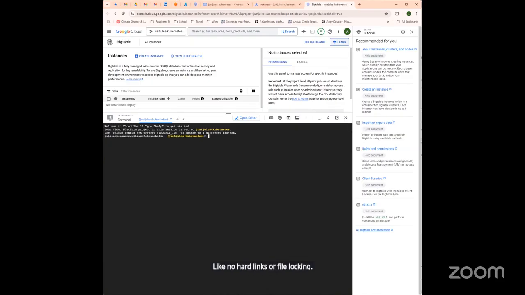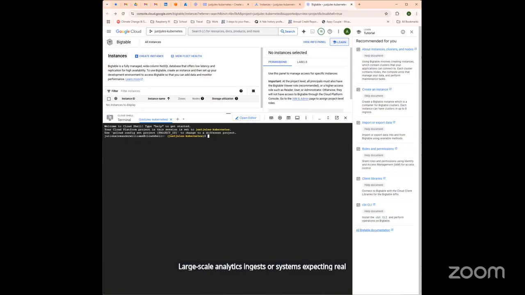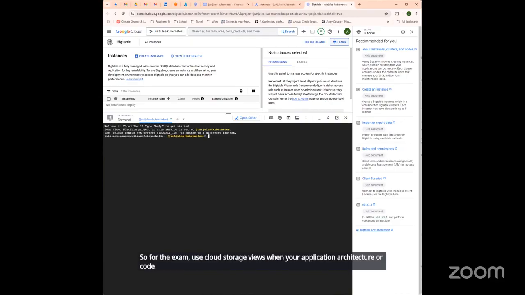So while Fuse is elegant for compatibility, it's not the right fit for high-throughput parallel writes, large-scale analytics ingests, or systems expecting real-time sync or file locks. So for the exam, use Cloud Storage Fuse when your application architecture or code dependency require file system semantics, but you still want to benefit from object storage scalability.